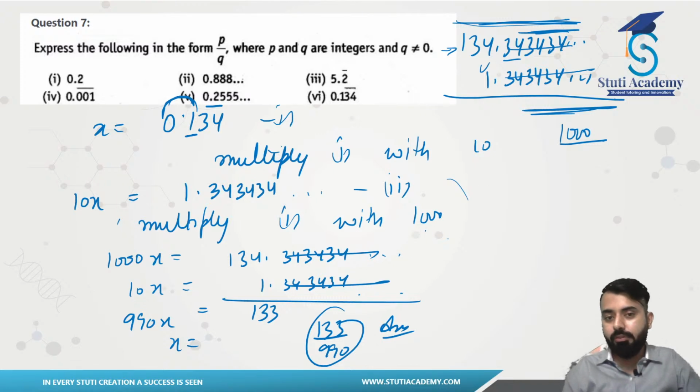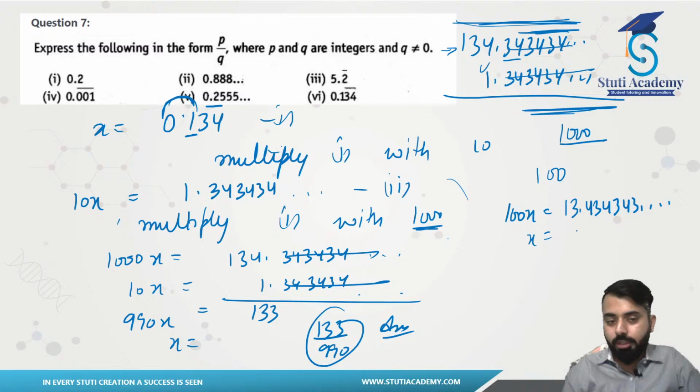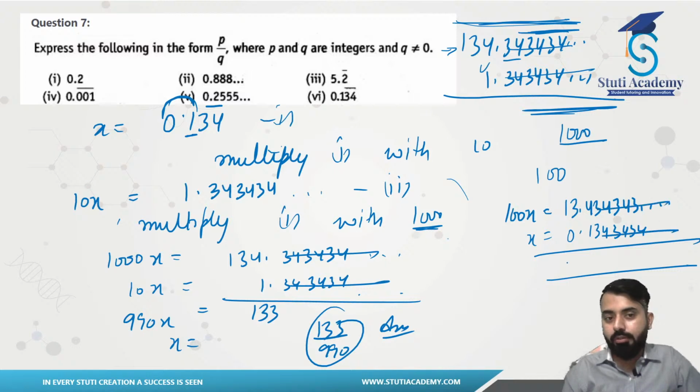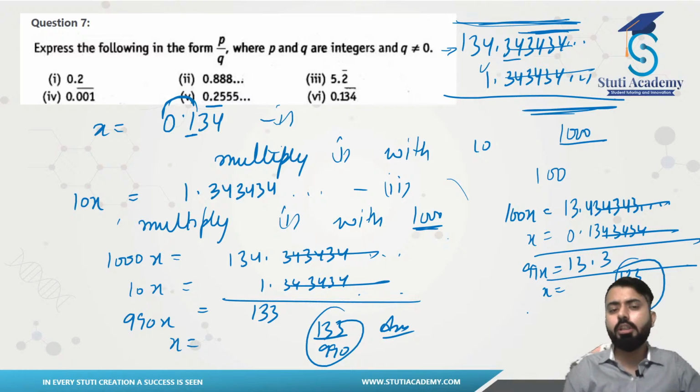There can be one more way, but for that we should not be multiplying that with 1000. Instead, we will be multiplying with 100. That will be the whole point here. If you multiply that with 100, you will be having 100x, which should be equal to 13.434343 and so on. And if you solve this one, just subtract x from it, you will be having 0.1343434. So you guys see, this will be cancelling out. You will be having 13.3, which should be equal to 99x. X will be 133 over 990. So there are various ways you can attempt each and every question. You can even attempt that one. This will be easier if you guys understand this.